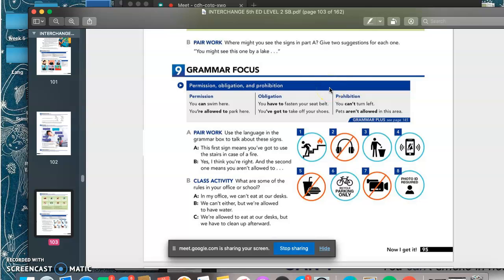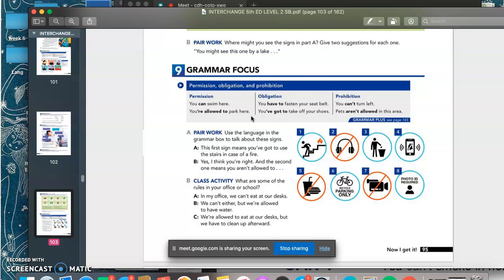So then we have prohibition. We have you can't turn left. This is something that you can't do because it's not allowed, like you are prohibited. And then we have pets aren't allowed in this area because it's a rule of the place or whatever, it's prohibited. So these are the ones that we have for permission, obligations, and prohibition. That's all we have for the grammar of today. So what's your example, Julian?